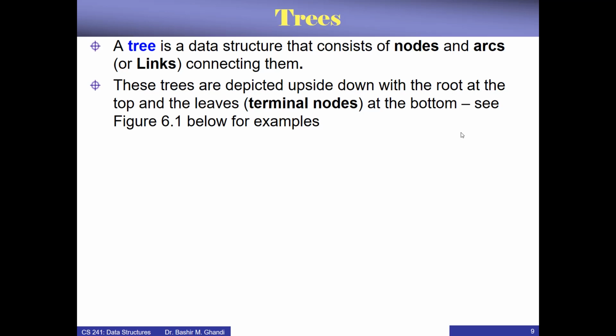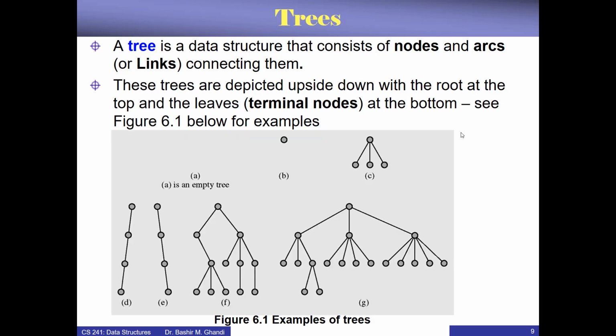The second point to note is that unlike natural trees, for which the root is usually at the bottom and the branches and the leaves are going up, here our trees are depicted in an upside down manner, where the root is at the top and the leaves are at the bottom, as you can see in these examples. So these are all examples of trees.